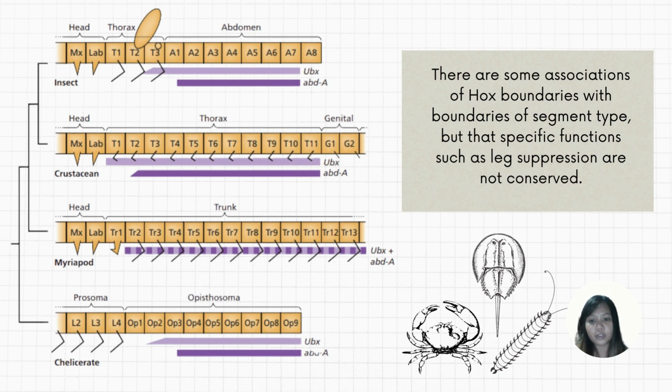While in the third figure, which is the myriapods, UBX and ABDA are expressed in all but the first thoracic segment. And lastly, in the chelicerates, the anterior boundary occurs within the opisthosoma, the posterior body region which does not bear any appendages. So these are some associations of Hox boundaries with boundaries of segment type, but the specific functions such as leg suppression are still not conserved.